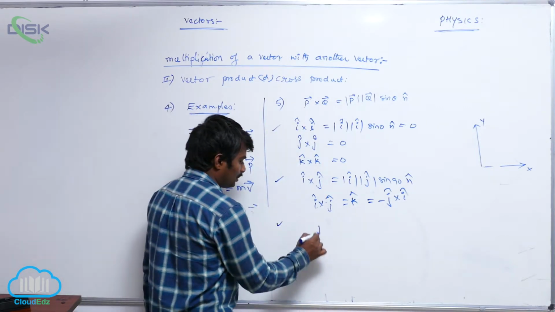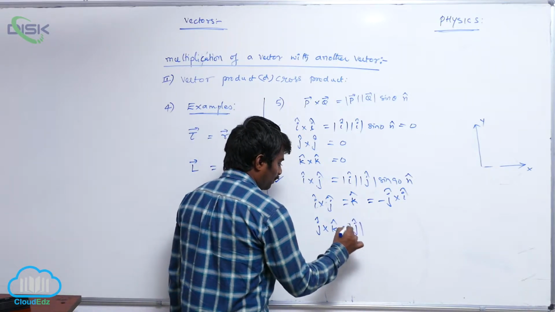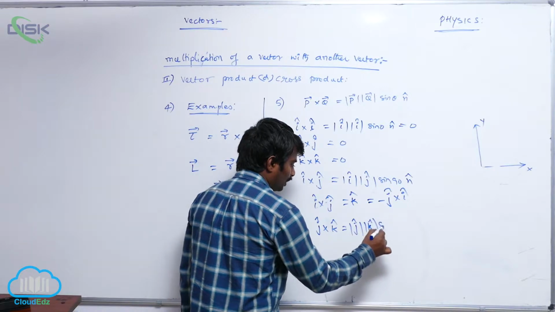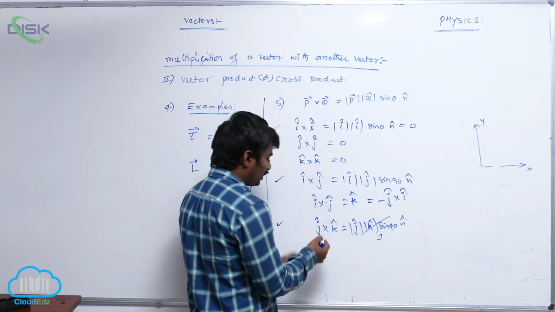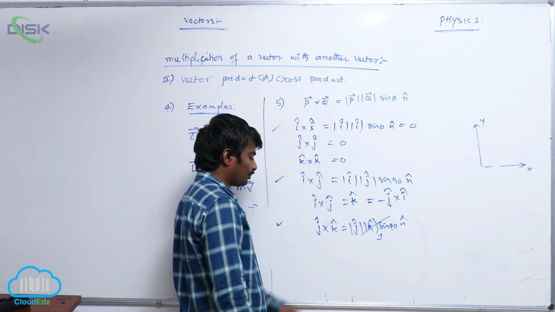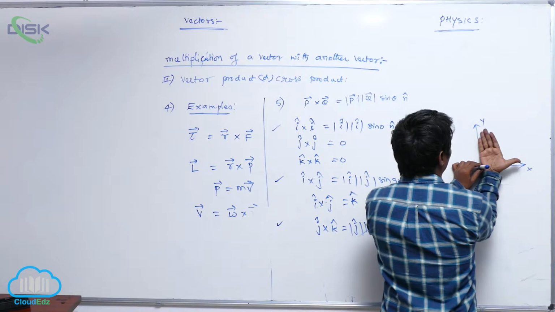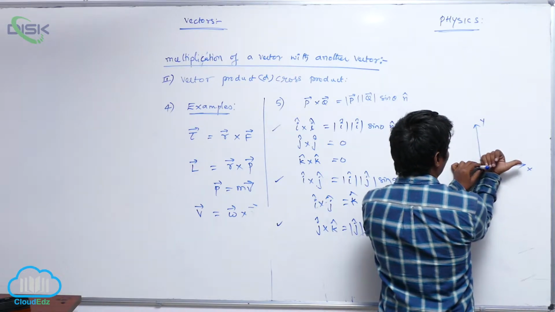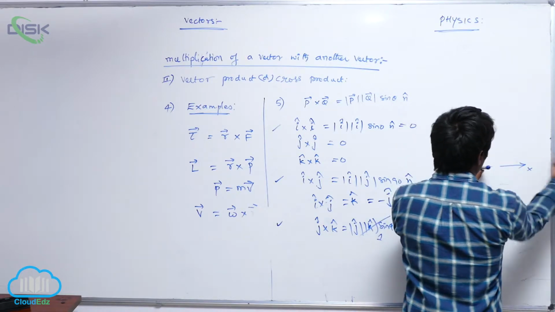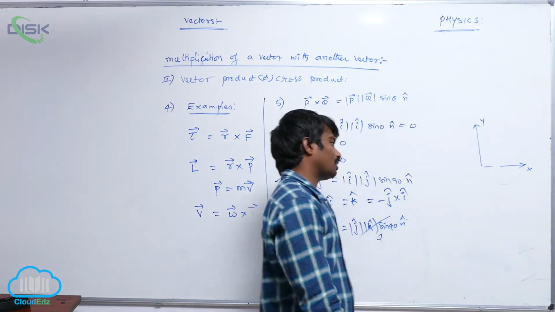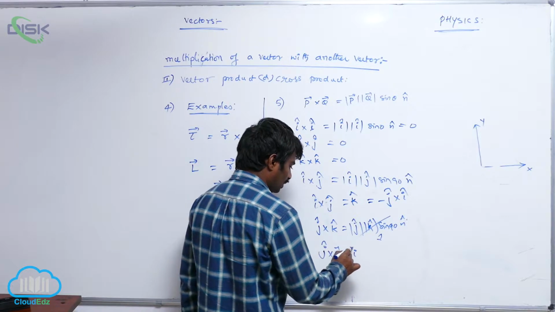Next, j cross k, j cap cross k cap, modulus of j cap, modulus of k cap, sin 90 into n cap, this total is 1. So what is the unit vector perpendicular to the plane containing j cap and k cap? That means j cap is along positive y axis, k cap is along positive z axis. From positive y axis to z axis, if I curl my fingers, it points along positive x axis. So it is i cap. So j cross k is equal to i cap.